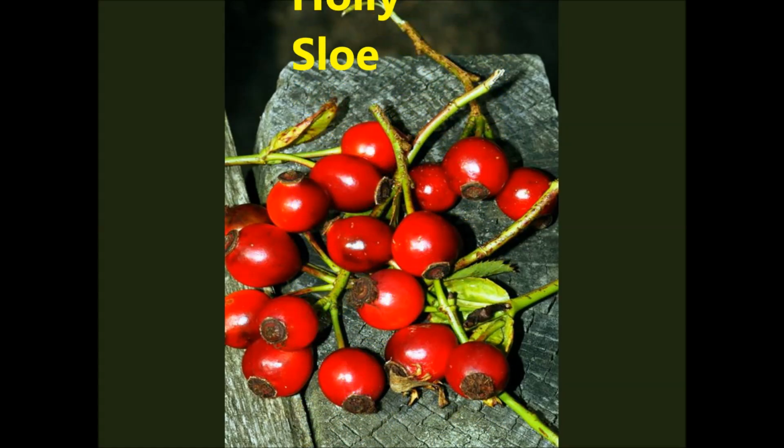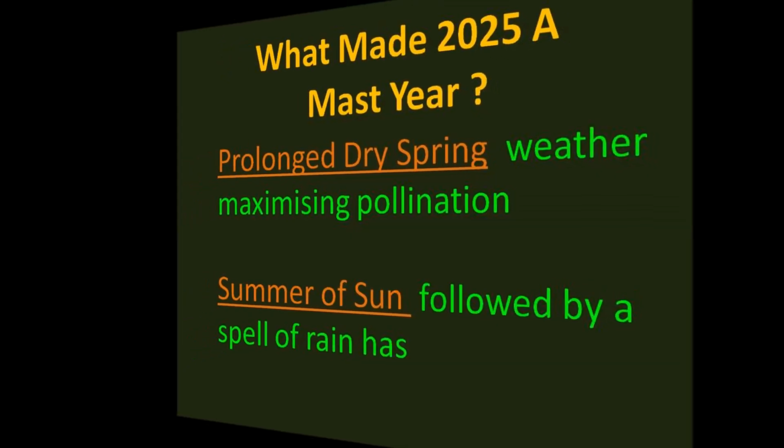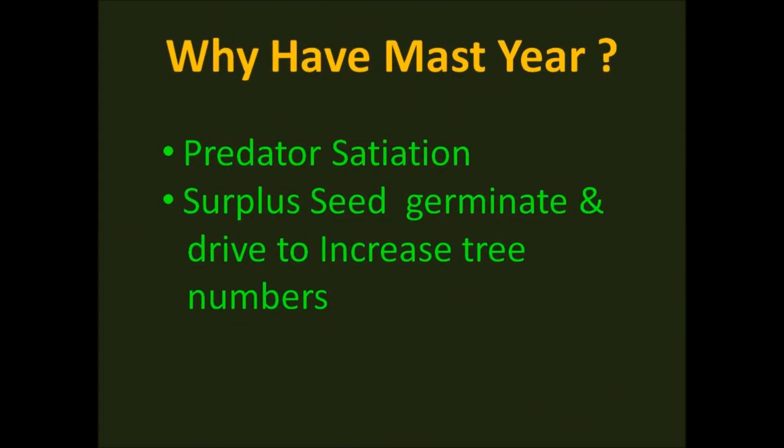So what was it about the weather conditions of 2025 that led to such a bumper mast year? Well, if you recall from the 50 Flowers in 50 Days series, we had a very long, prolonged dry spring, which promoted insects and pollination. And that was followed by a very hot summer with intermittent rain, all ideal conditions for the setting of seed. So, why do we have a mast year, and what is its rationale?